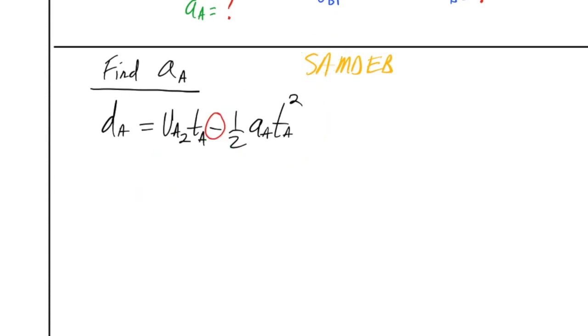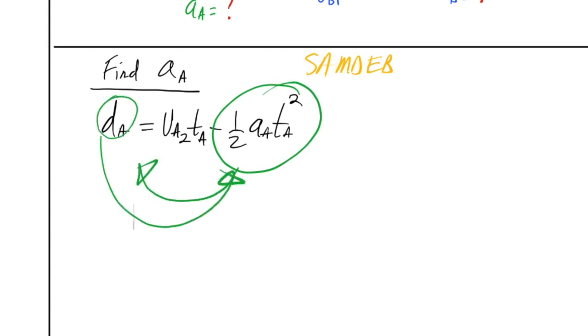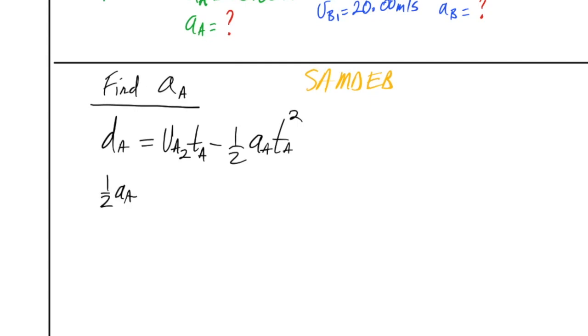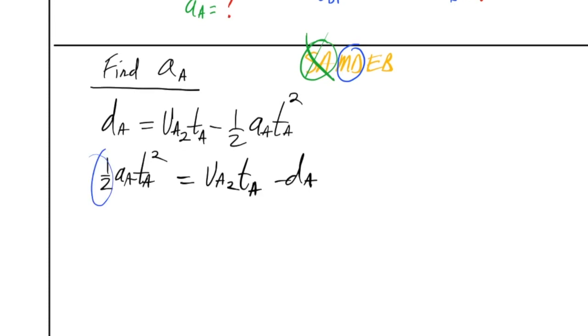I like to try to avoid unnecessary negativity in an equation. So my approach will be to take this term and bring it to this side, and take this term and bring it over here. So that means we get 1/2 AA TA squared is equal to VA2 TA minus dA. Okay, that part's done. Now it's multiplication and division. 1/2 is the same as divide by 2. The opposite of divide by 2 is multiply by 2.